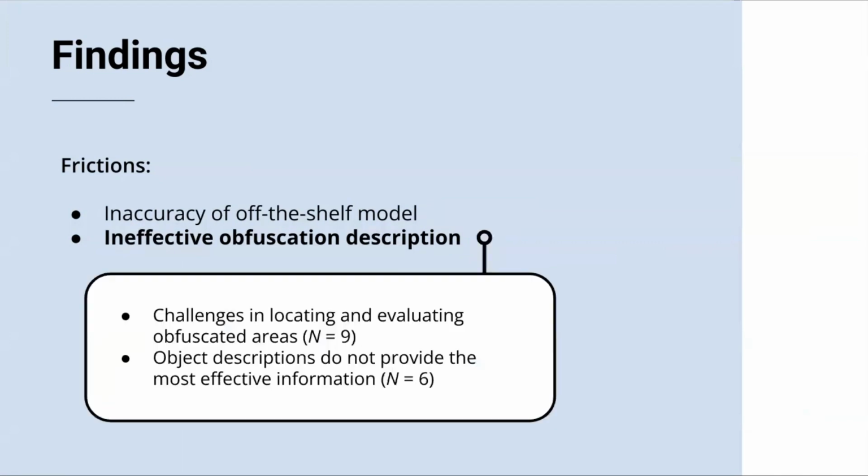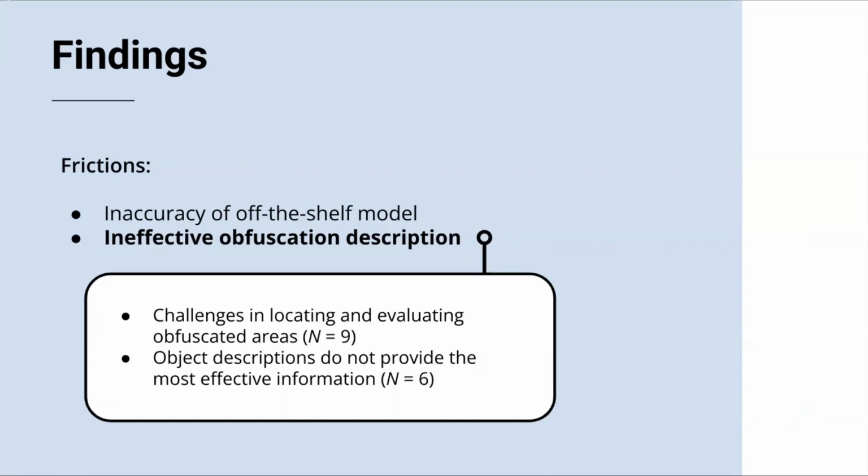Another friction has to do with ineffective descriptions of obfuscation. Our prototype communicates obfuscation effects through a high-level caption and a touch-based exploration of the resulting photo. While most participants reacted positively to this approach, we learned that it did not fully support their interpretation needs. Nine participants experienced challenges in locating and evaluating obfuscated areas.